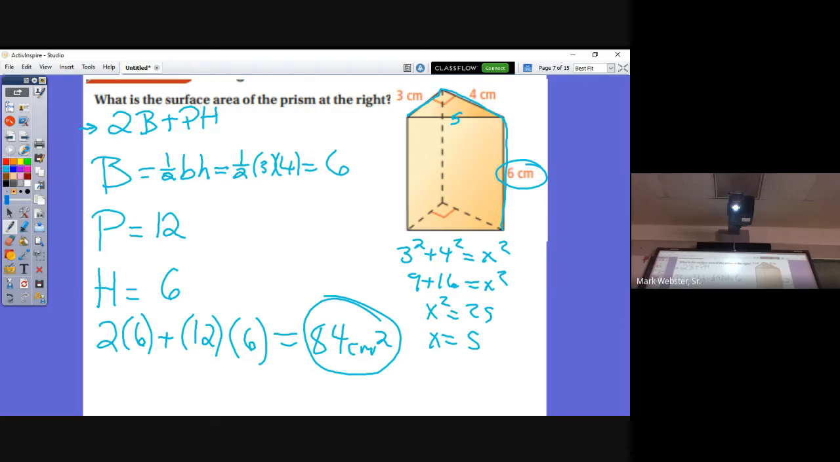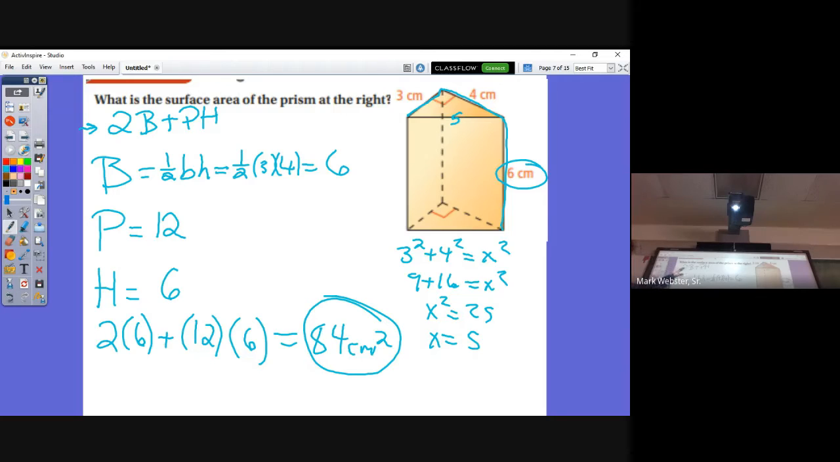So there's my sales pitch. If you don't like laying it out like this, that's fine. You still get 84 centimeters squared, you know you're fine, right? But to me, this helps organize me. I am a hot mess on the best of days.